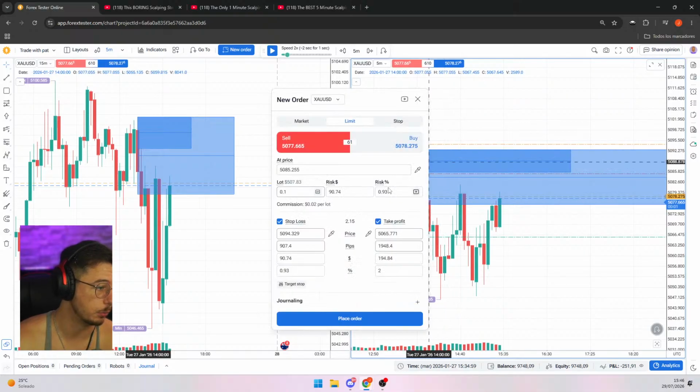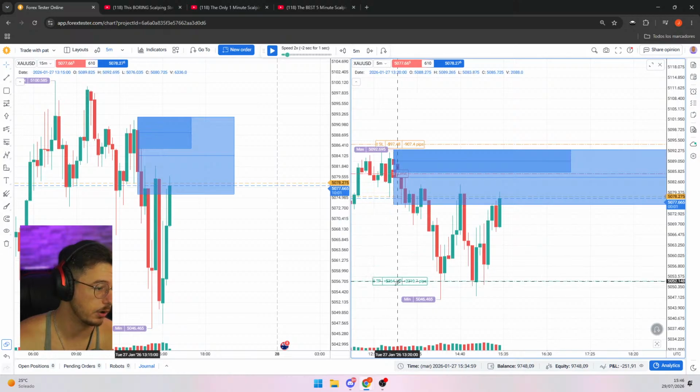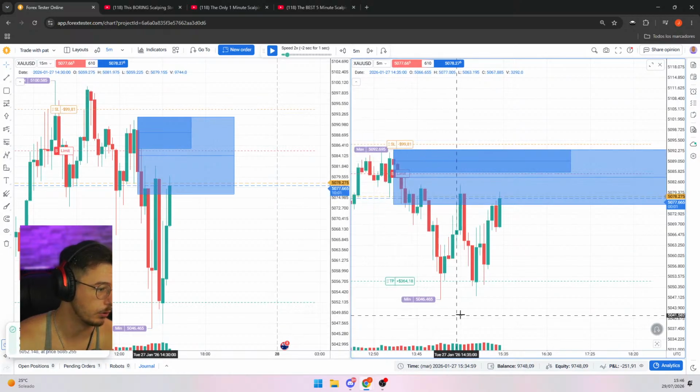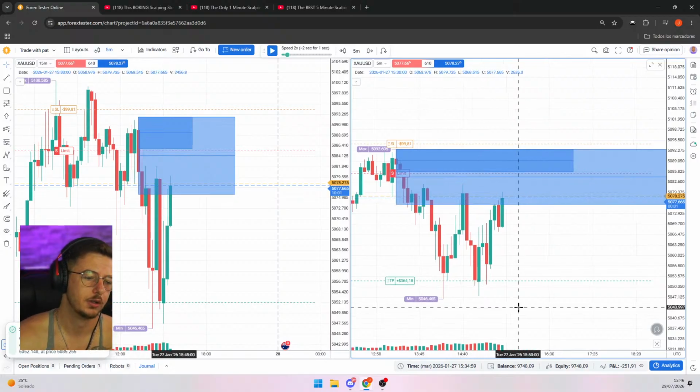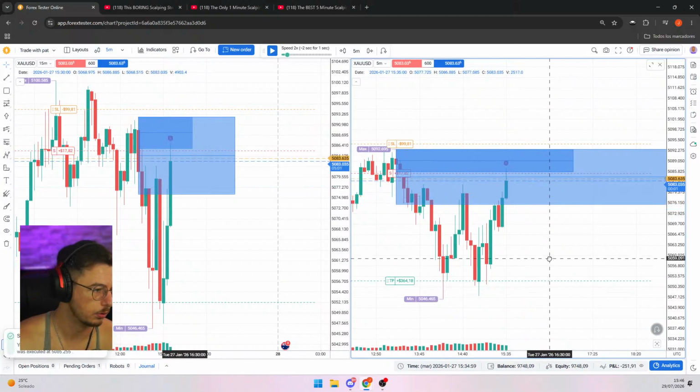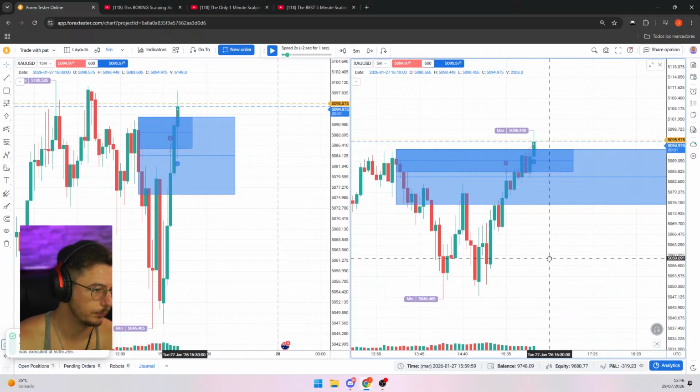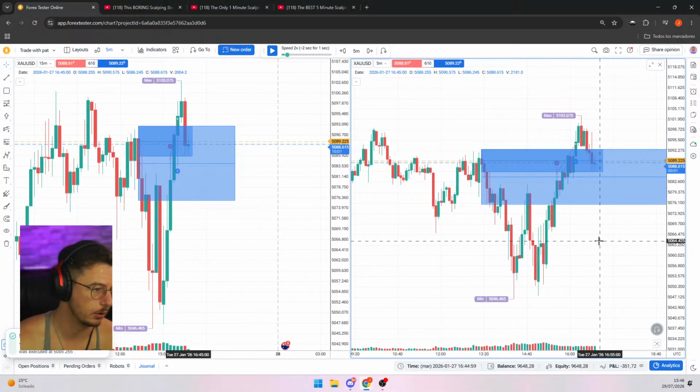I could actually leave the stop loss like it was, to be honest. And the take profit is going to be sitting down here at these lows. Looking at a risk reward of 1 to 1.3.6. That is quite a big risk reward. So let's see. No, exactly.